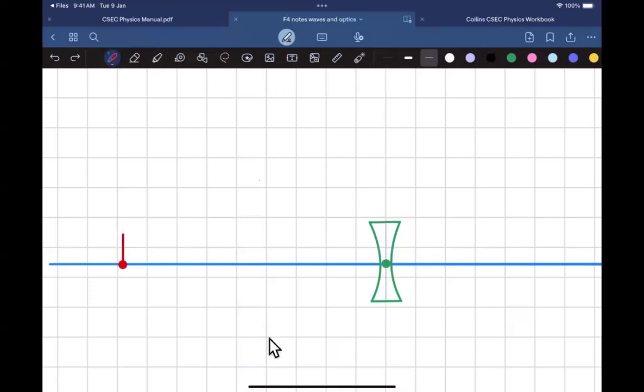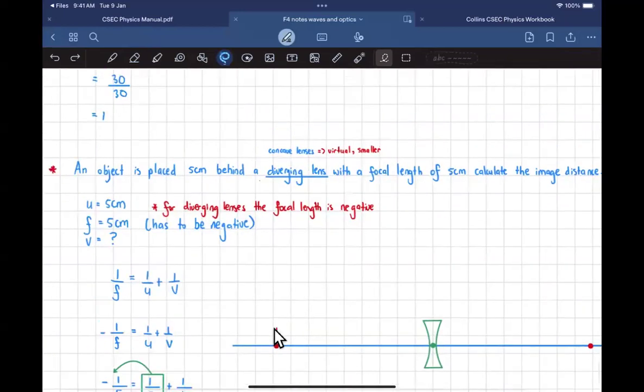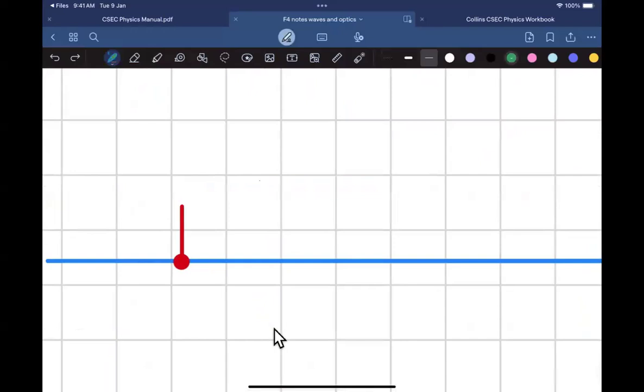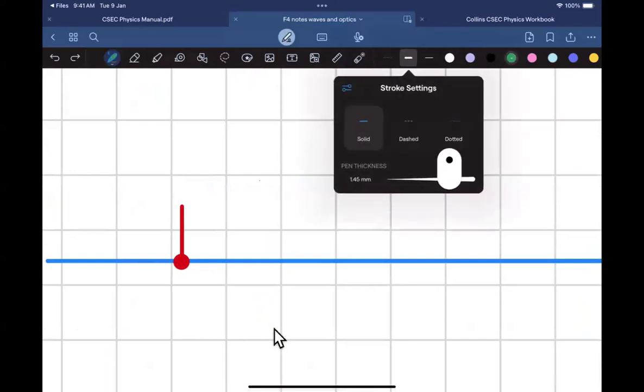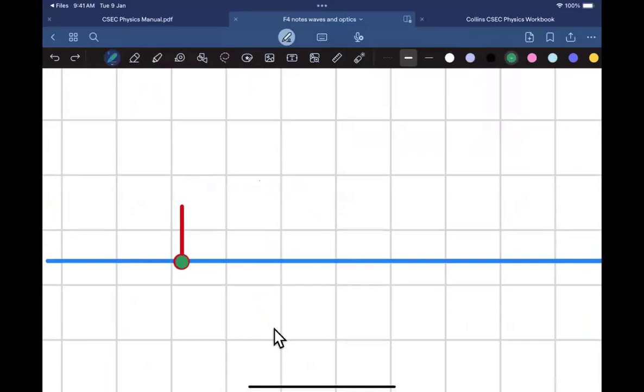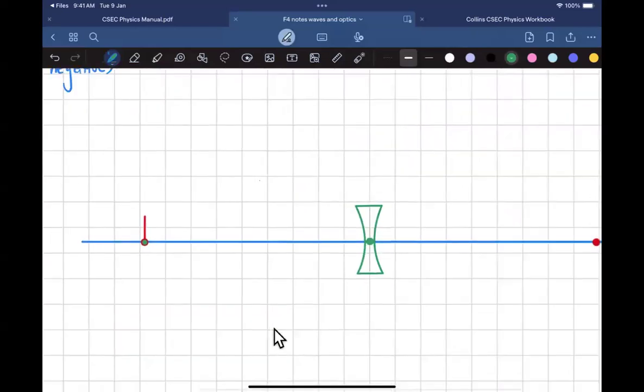So let me actually plot this diagram. Justin, in this question, the object distance and what was the same? The object distance and the focal length were the same. So they're on the same point, right? Yeah, because both of them are 5 centimeters away from the optical center, O.